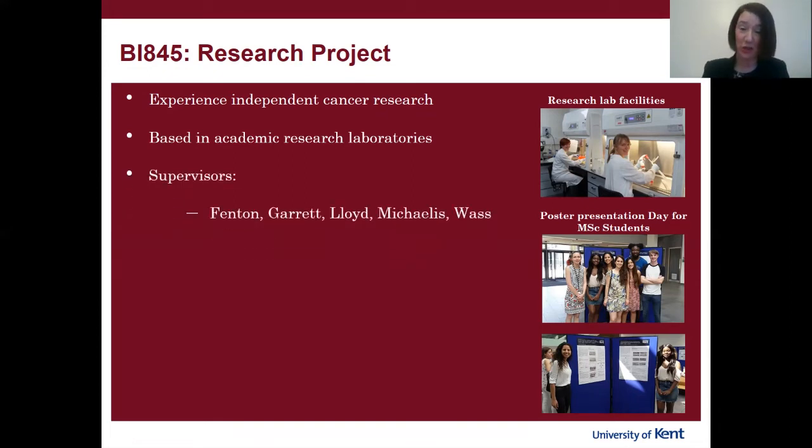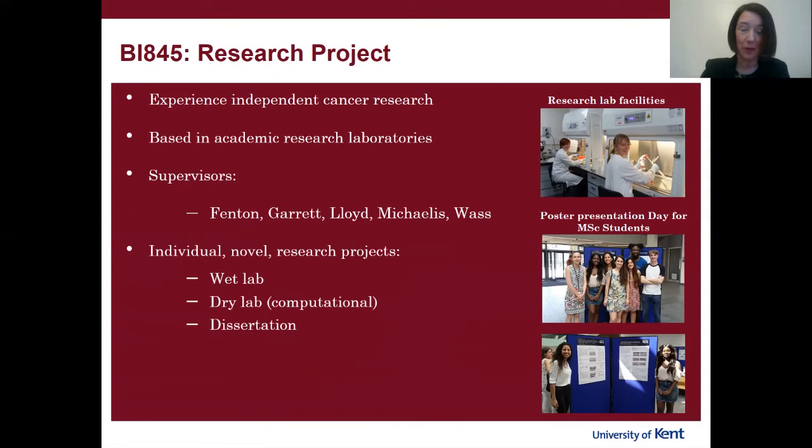These projects are supervised by myself and my colleagues. So you could have me as a supervisor or Dr. Tim Fenton, for example. And so the research is undertaken within the research laboratories. And these projects are individual. They're also novel research. And you can choose a wet lab project, so be in the lab as shown at the top. You could choose a dry lab computational project that might be supervised by Mark Vass or Tim Fenton. Or if you don't like either of these two options, there's the opportunity to do a dissertation on a research topic in the literature.